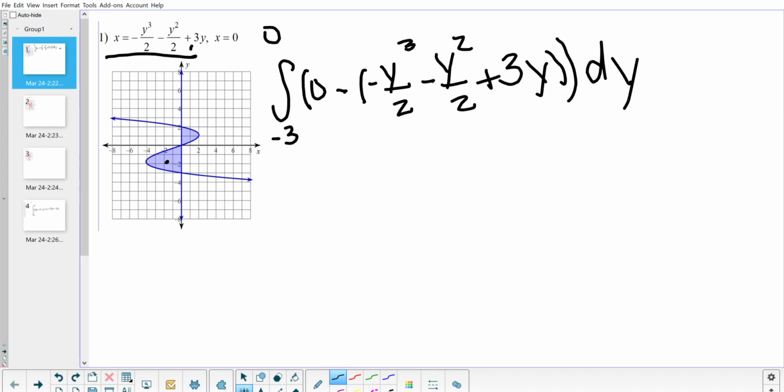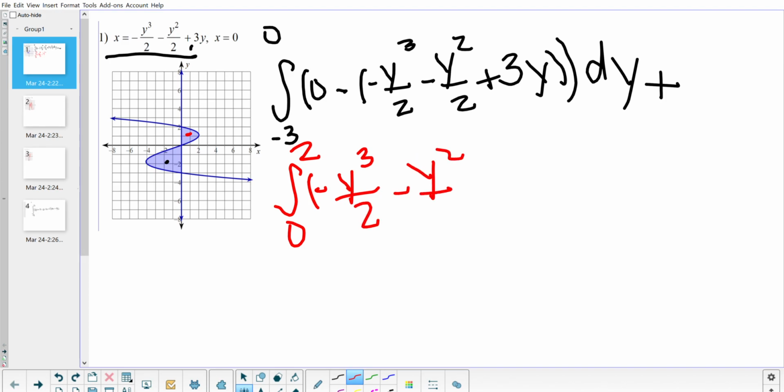So you'll have to plug that into your calculator, but then that's plus, now we need to do this area right here. And that stretches from the y value 0 to the y value 2. We're okay here. So from 0 to 2, right minus left, this time right is -y cubed over 2 minus y squared over 2 plus 3y.